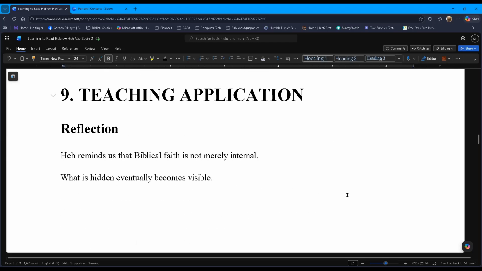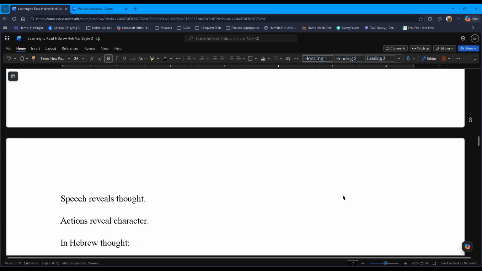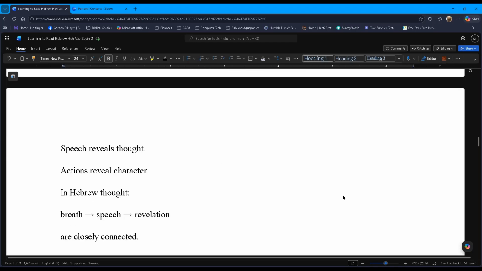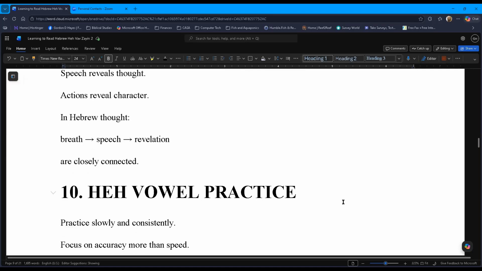So in reflection, he reminds us that biblical faith is not merely internal. What is hidden eventually becomes visible. Speech reveals our thoughts. Actions reveal our character. Breath equals speech equals revelation. They're so closely connected in Hebrew thought.